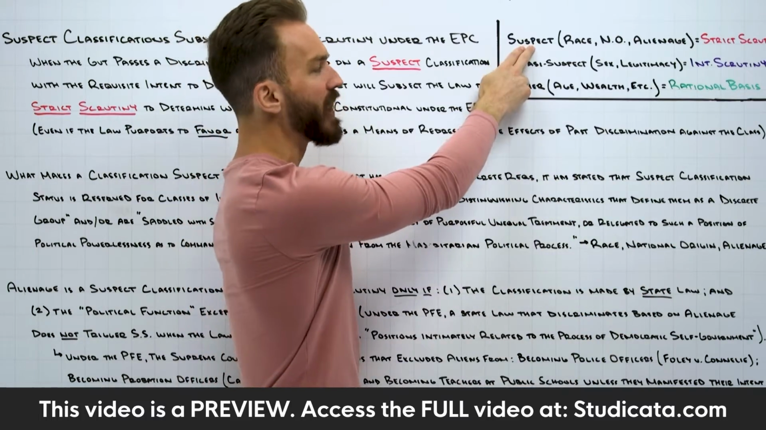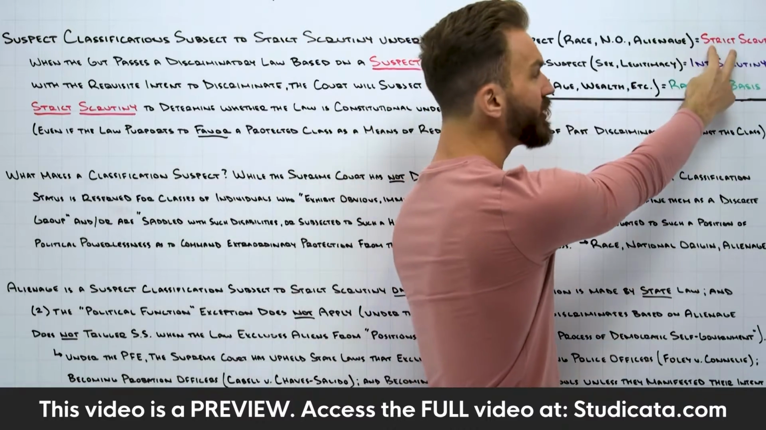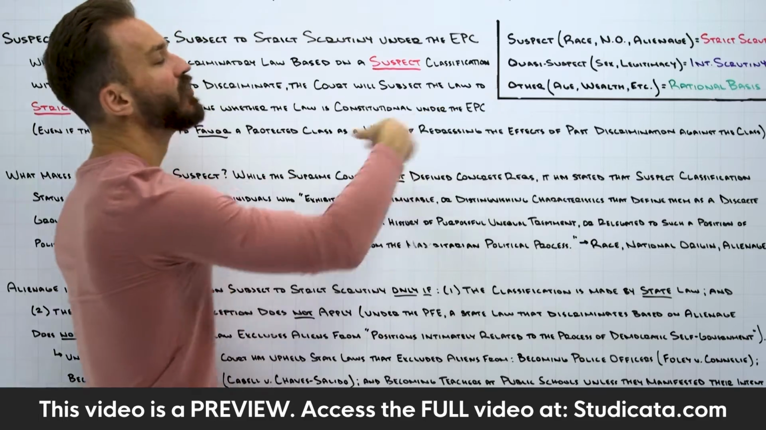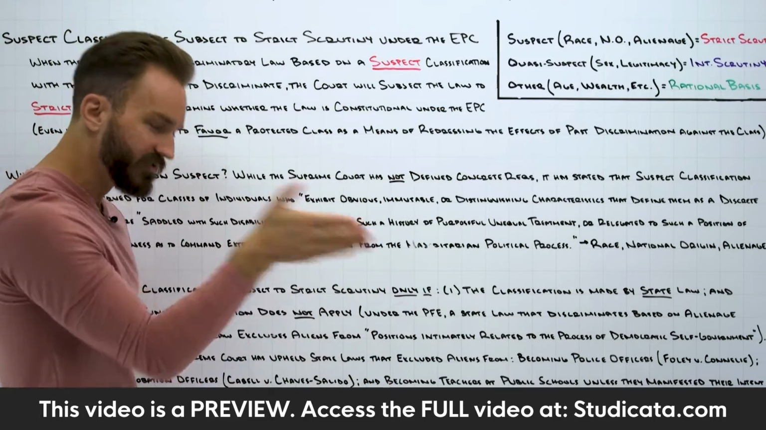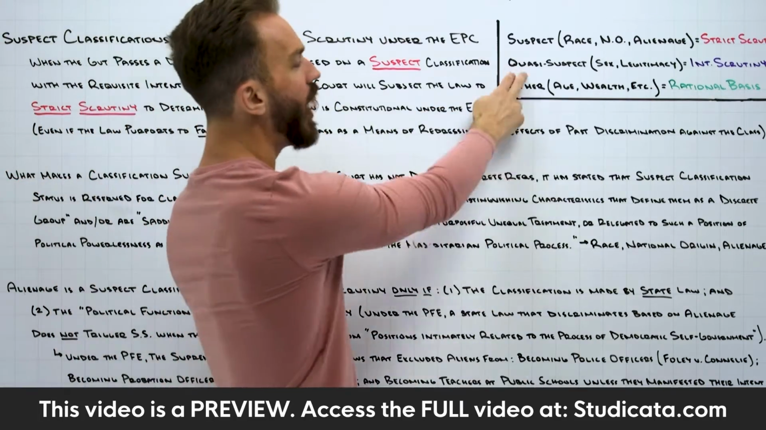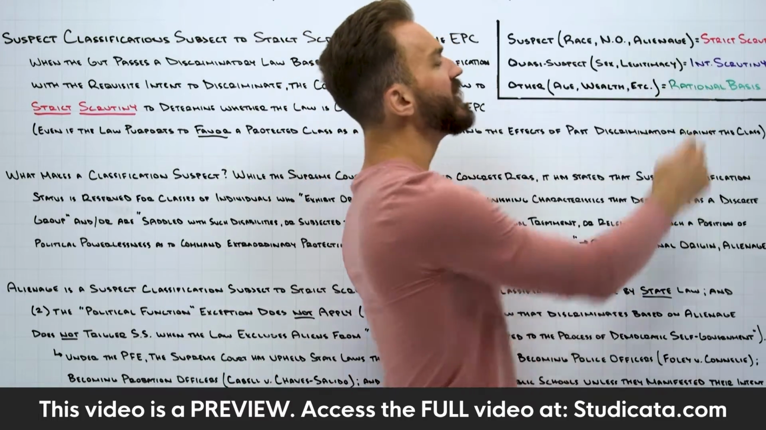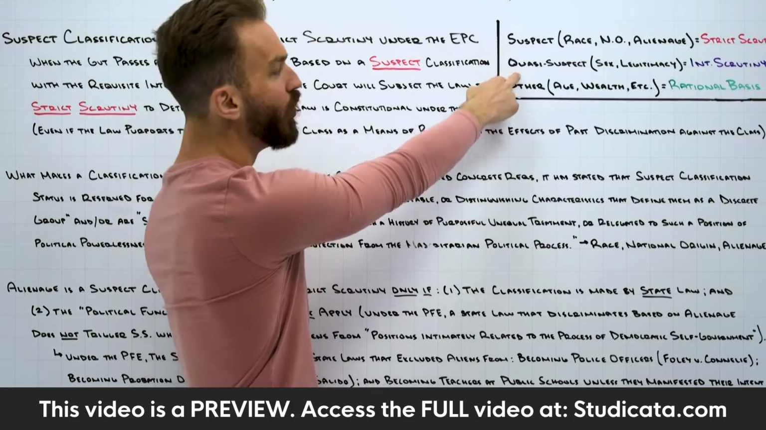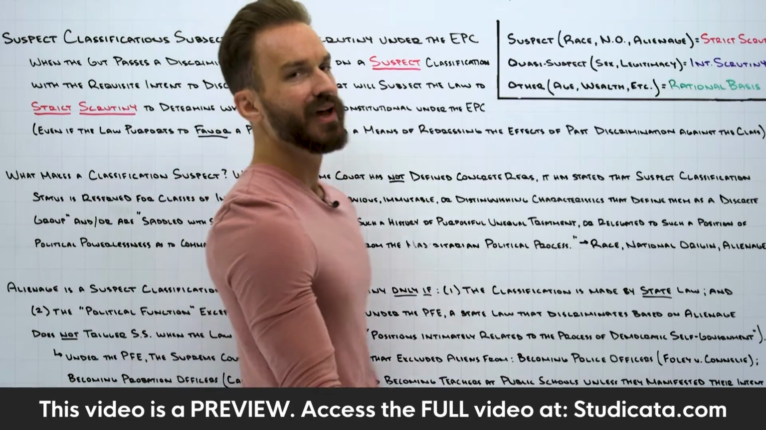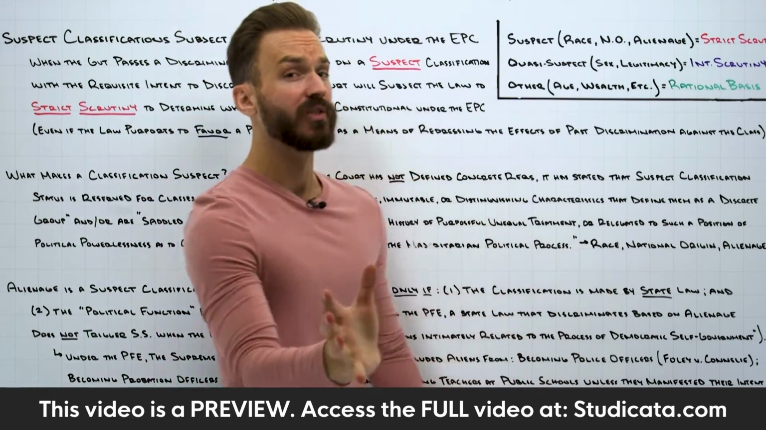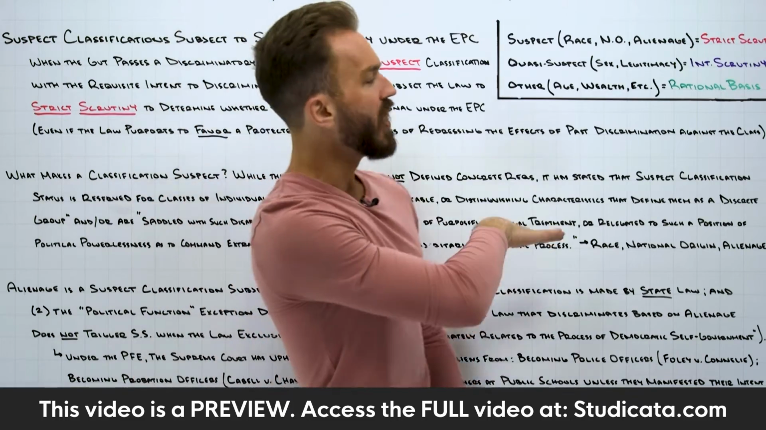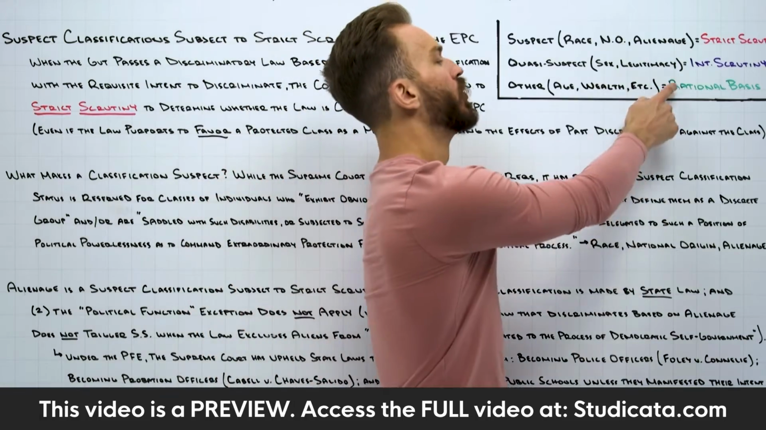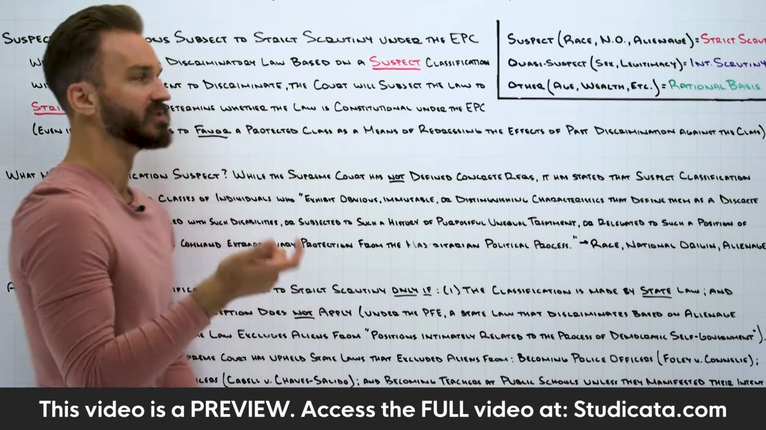Because if it's a suspect classification, we're applying strict scrutiny, our highest level of review. If it's a quasi-suspect class, that classification that's involved is quasi-suspect, we're applying intermediate scrutiny. And if it's neither a suspect class nor a quasi-suspect class, it's some other class that's being discriminated against, we apply our default standard of review, which is rational basis, okay?